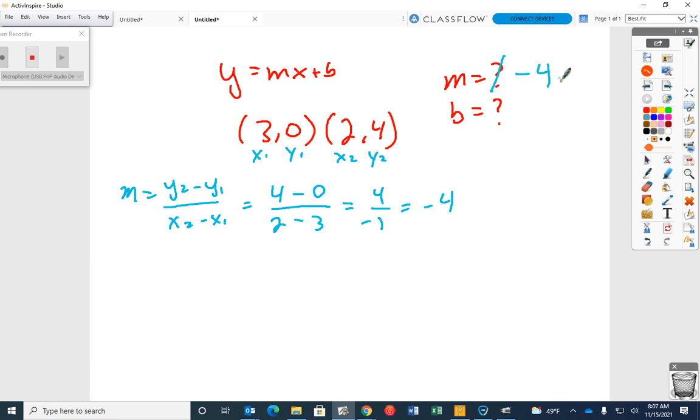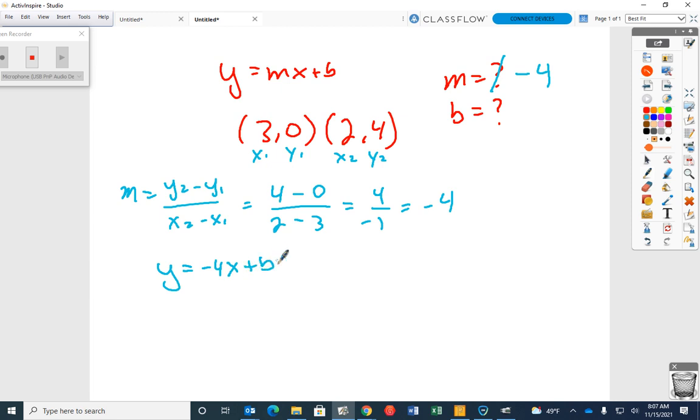-4. Okay. Do I now have enough information to find my y-intercept? Yes. Okay. Lincoln, which point do you want to use? 3, 0 or 2, 4? 3, 0. Okay. So if I choose 3, 0, I have y equals -4x plus b.